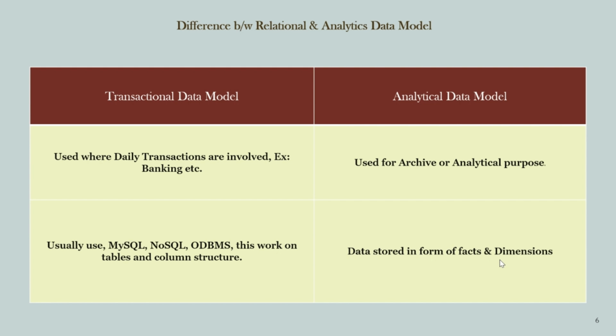And then we have the analytical data model. The analytical data model, as its name suggests, doesn't follow any entity relationship things, but it is used to store huge data. It is kind of archive data or huge data which we have. We use the analytical data model where we use this data for analysis, for reports, for any AI or BI things. We use this, and here we use facts and dimensions.